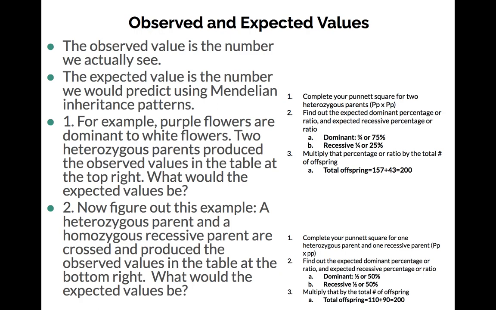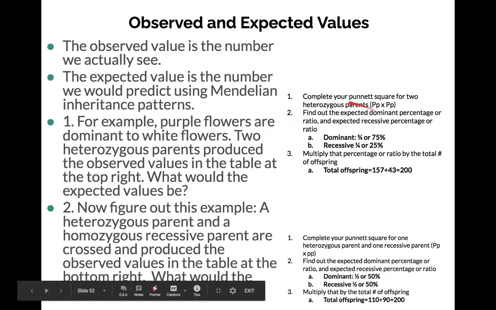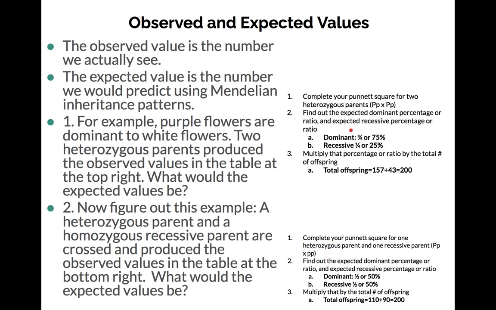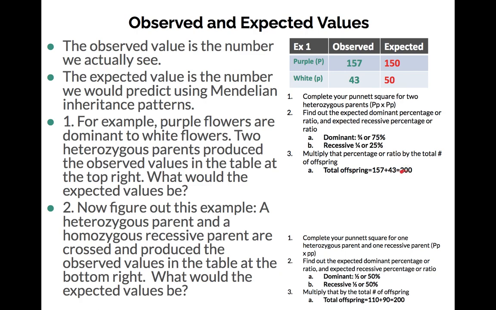Okay, so let's go ahead and look at our first example. This one corresponds here. We did that cross. I did not write it on this slide. Then we find out our expected dominant percentage would be 3/4 dominant, or 75%, and recessive 1/4, or 25%. Now our total offspring was 200, right? So 157 plus 43 gave us 200. Now you'd multiply that 200 by, for our dominant, purple, 3/4 or 0.75, and our expected value would be 150. For our white, we'd multiply that 200 by 1/4 or 0.25 to give us an expected value of 50.